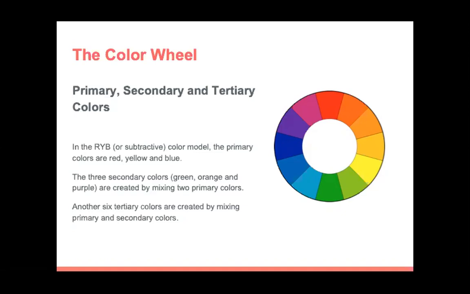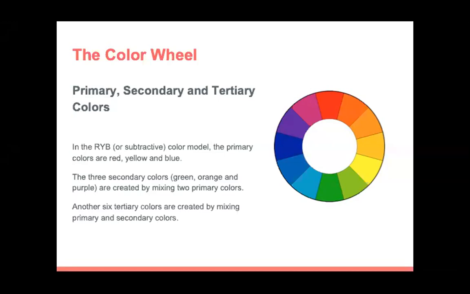Does anybody know what the primary colors are? It's kind of on the slide, so there you go. Red, yellow, and blue, good. And what makes them primary? Good. They are the main colors that make up all of the colors. Yep, so you can't mix to get red. You can't mix to get blue. You can't mix to get yellow. Those are the main colors.